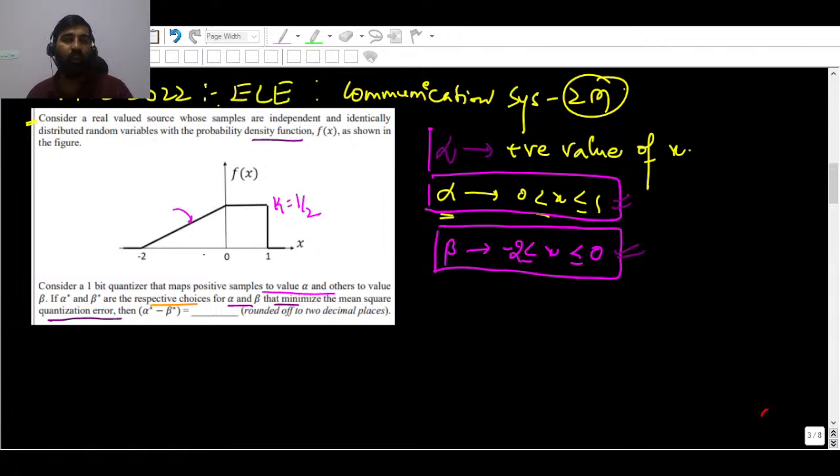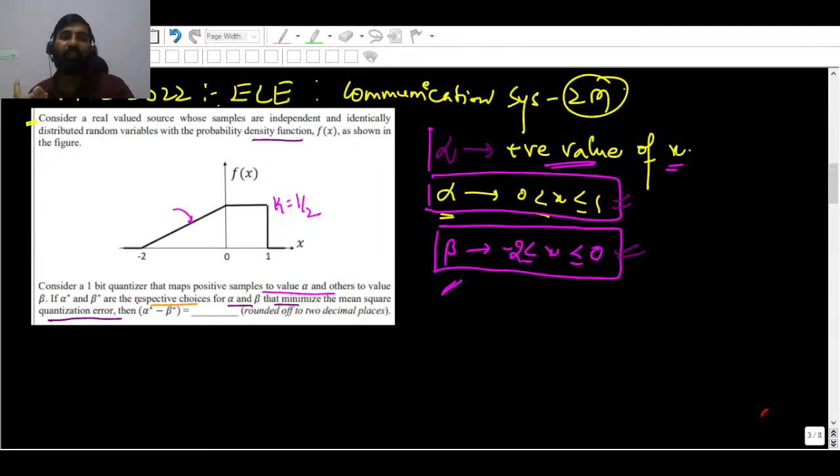Compute for this group, and so here the question was: consider a one bit quantizer that maps a positive value to alpha. What values can we choose for alpha? Here they have clearly mentioned, and this is one of the important lines, that alpha can be taken for the positive value of x. Between 0 to 1 we can choose alpha, that is one quantization level, and beta is another quantization level, which can be assigned a value from -2, because they have given others to the value alpha, right?